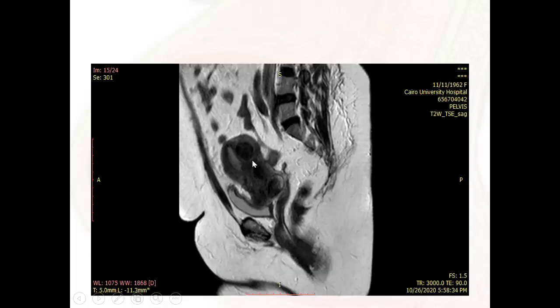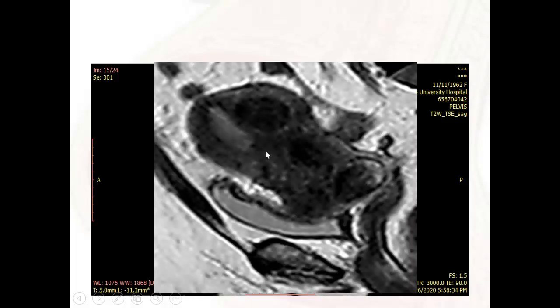What else? This case also has multiple well-circumscribed hypointense lesions, well-defined. This is well-defined in comparison to the ill-defined lesion seen in the lower corporeal anterior wall of the uterus. So this is well-defined, low signal and homogeneous. So this is fibroids.